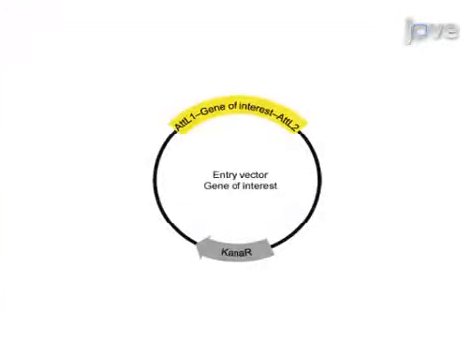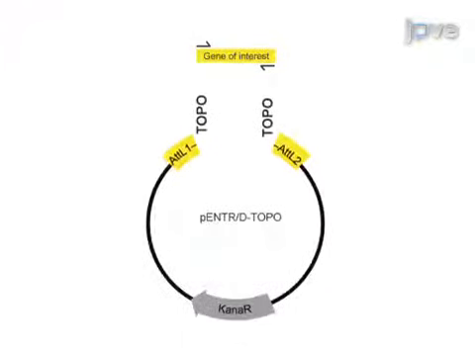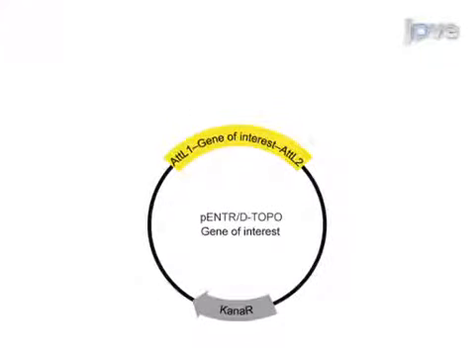Begin this protocol by cloning the gene of interest into an entry vector. The PCR-amplified gene of interest is blunt-end ligated into the topoisomerase-coupled vector pENTR/D-TOPO.